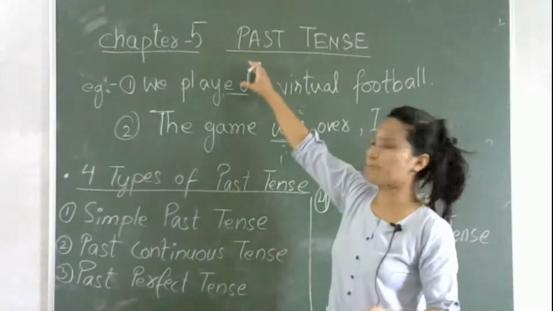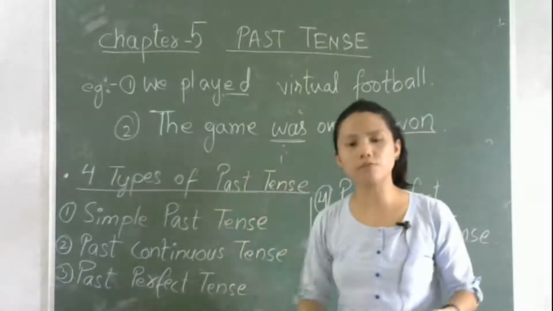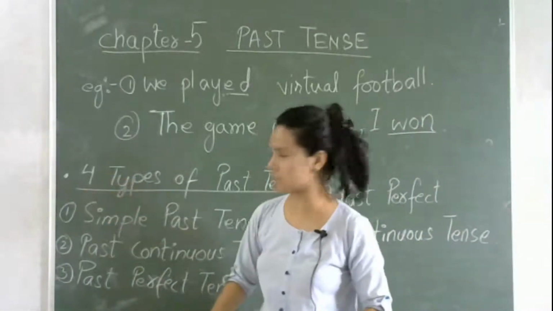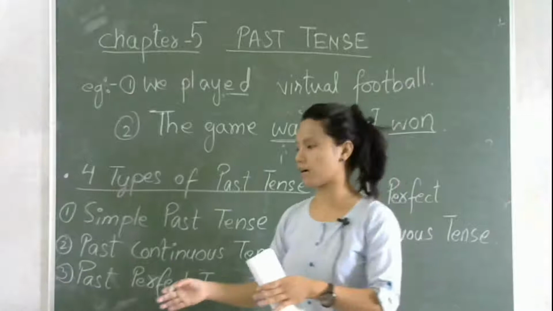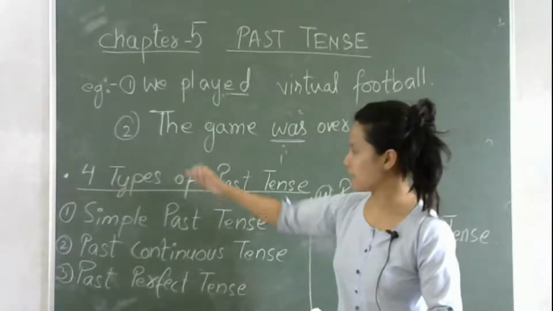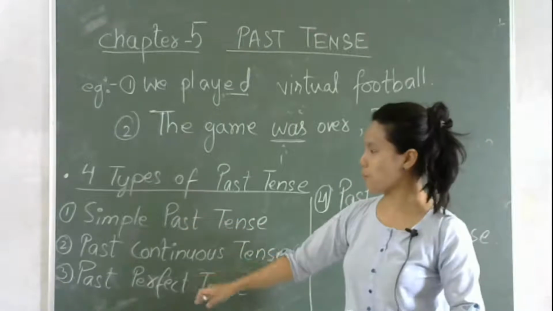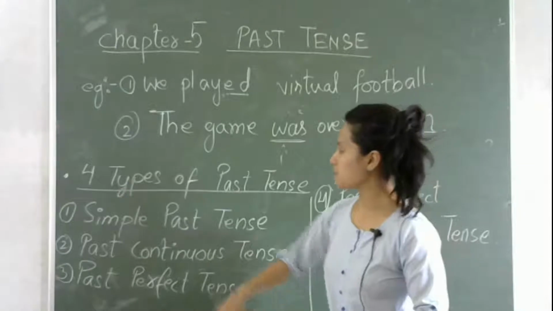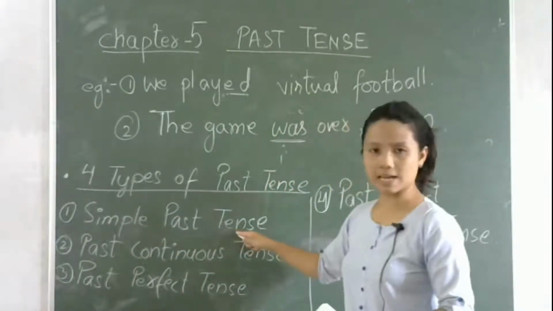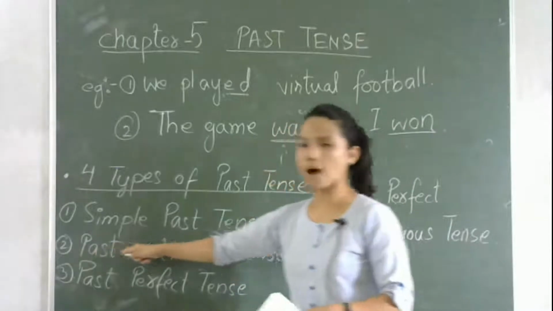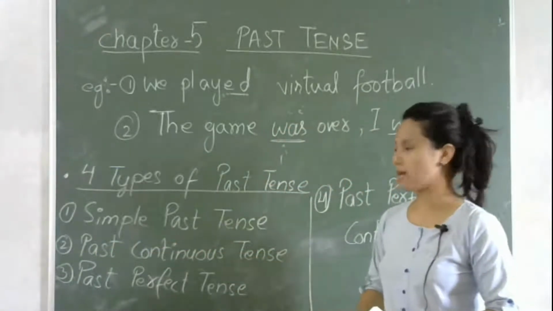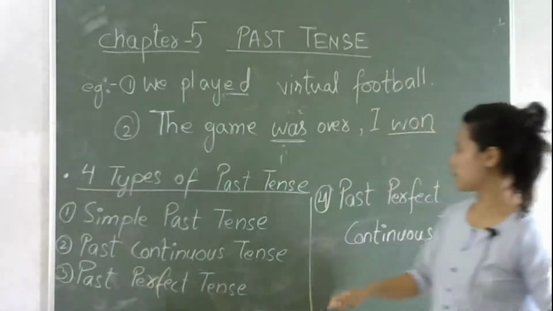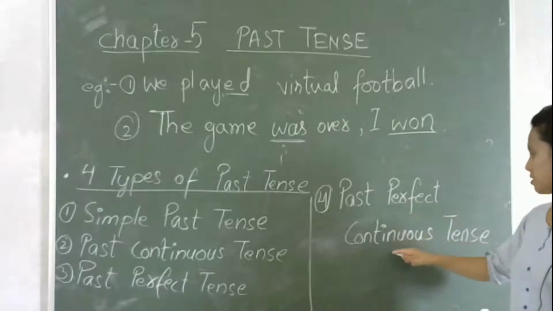Now, we know only the past tense, but what are the types of past tense? There are 4 types. You can see here, it's already written. You have it in your book from the first to the last page, but I have summarized it into 4 points so that you can understand it before we go deeper into the chapter. The first is simple past tense. Number 2 is past continuous tense. Number 3, past perfect tense. Number 4, past perfect continuous tense.